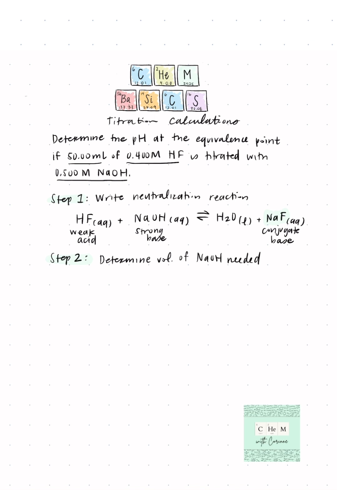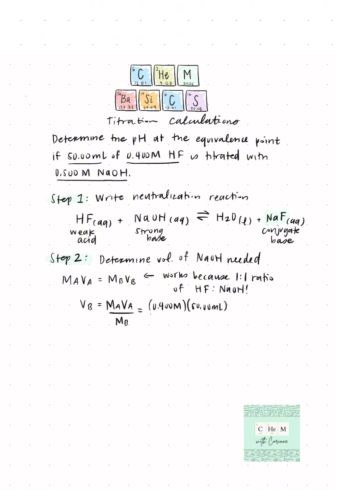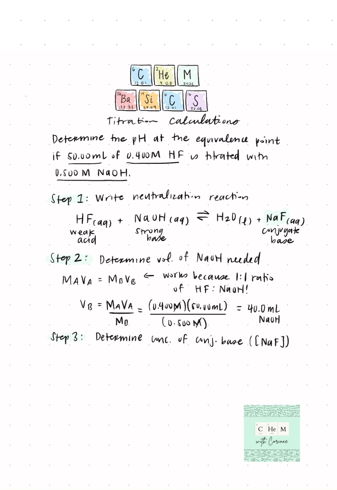Because it is just a 1-to-1 ratio, you can basically use the dilution equation where we're just solving for the volume of the base, which is going to be 40 milliliters. Alternately, you could also just calculate the moles of your acid and then work backwards to solve for the volume of your base. Either way, you'll get to the same answer, 40 milliliters. Why do we need this again? Because we now need to find the concentration of our conjugate base.